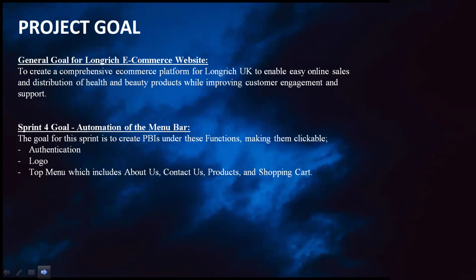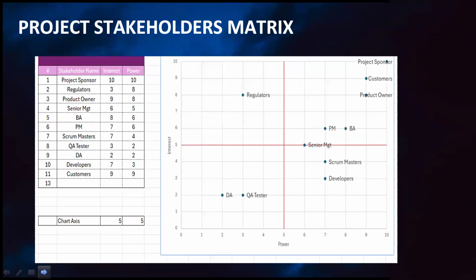So our Sprint 4 goal was to automate the menu bar. The features were three: authentication, logo, and top menu. The next thing to do was to identify our stakeholders. At the top right corner of the quadrant, we can see our key stakeholders, who had the most interest and power. We needed to keep an eye on them and keep them informed. At the bottom left are our less interested and less powerful stakeholders, which are the DA and the QA.